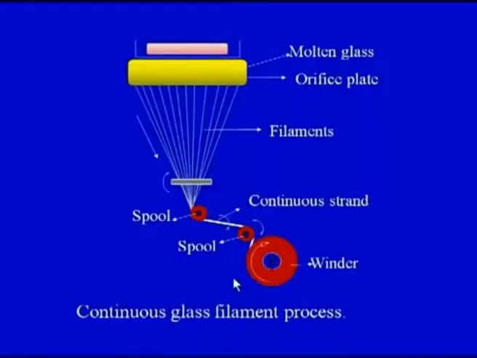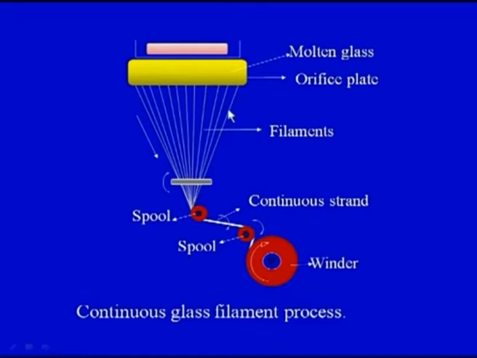On your screen you can see a very simple diagram. We have the molten glass and the orifice plate. The molten glass passes through the orifice plate, in which there are a large number of very small diameter holes, and these are the filaments of fibers which are coming out. On your screen you can see a number of filaments.